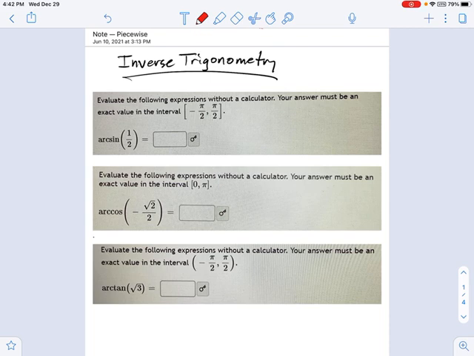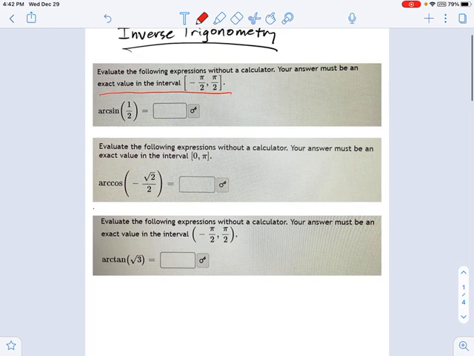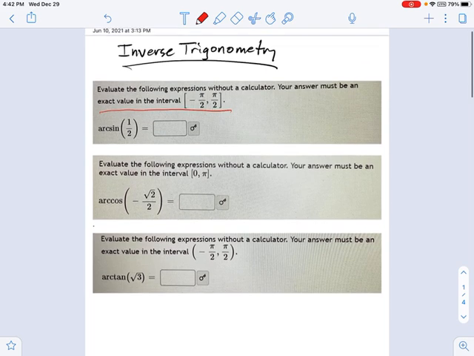Your answer must be an exact value in this interval. So remember, we're limiting the range of angles that we're looking at. We're limiting the possible angles to only a portion of the unit circle. I'm not sure which type of these trig functions you're looking at right now in your problem, but it's going to be something similar to these.